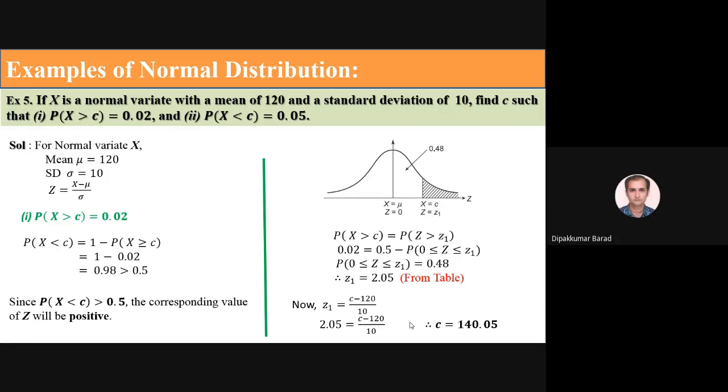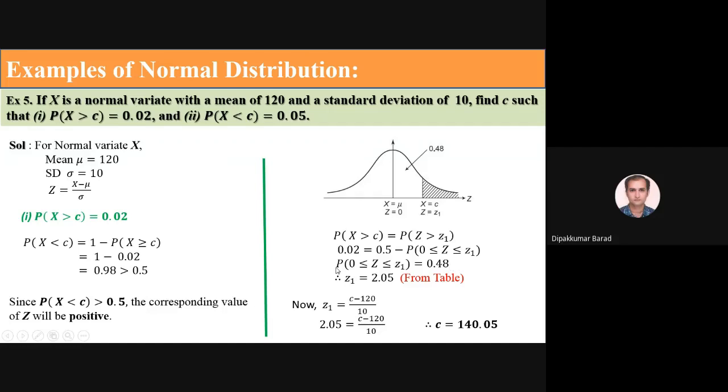Okay, how do we find Z from the table? Okay, fine, good. See, we have been given the probability of Z greater than or equal to 0 and less than or equal to Z1 is equal to 0.48. Now, 0.48 means 0.4800.